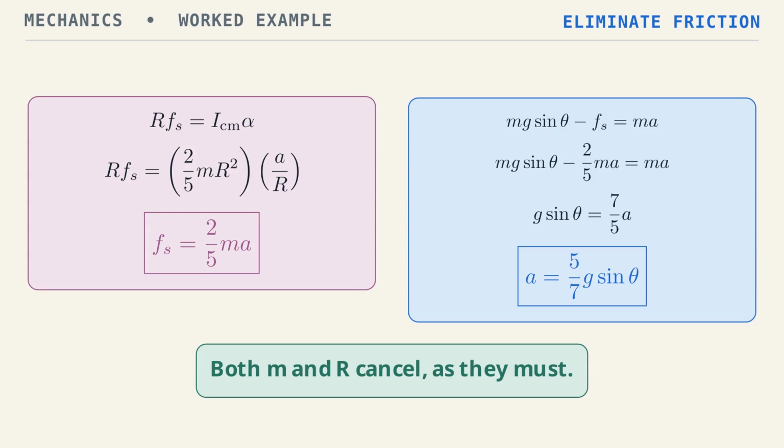Now substitute that result into the translational equation. Collecting the acceleration terms gives g sine theta equals 7/5 a. Therefore, the marble's acceleration is 5/7 g sine theta. The coefficient 5/7 is why the sliding formula was too large.